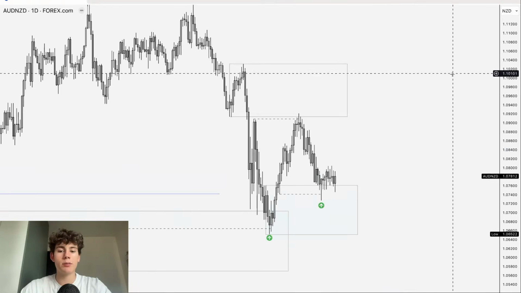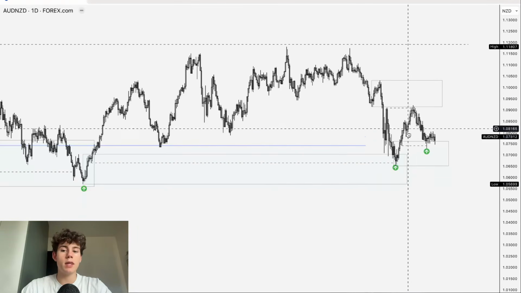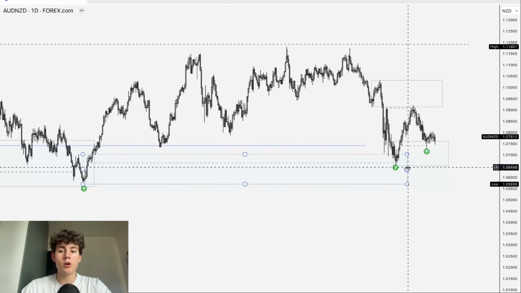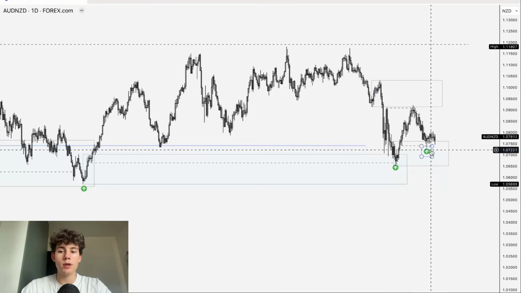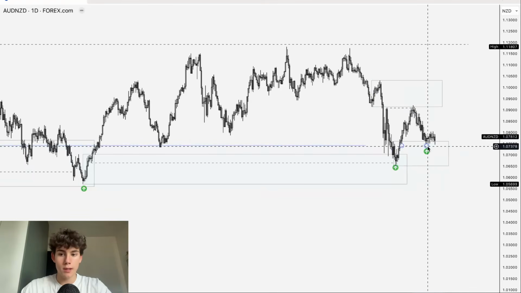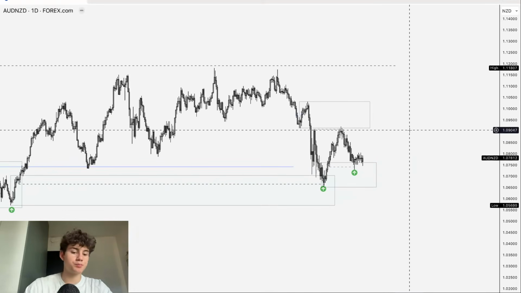On the daily time frame, you can also see that we grabbed a lot of liquidity underneath the lows, and then once we swiped out the lows, we took those long setups towards this liquidity high. We got a retracement, grabbed more liquidity underneath the low, and now I'm looking for upside again on AUD NZD.